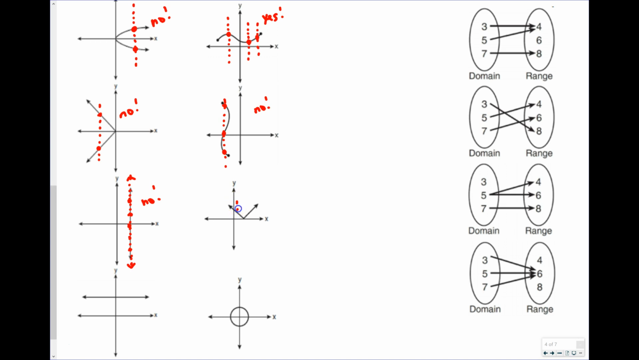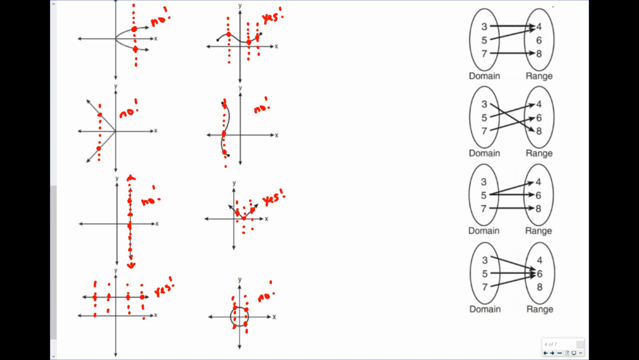This little v guy, who's actually called absolute value, I'm only touching him one time every time I go through him, so yes, that is a function. And same thing here, no matter how many lines I draw, I'm only touching that line once. So that is also a function. And then this last one, circles are actually not functions because when you do this line, it touches more than once.